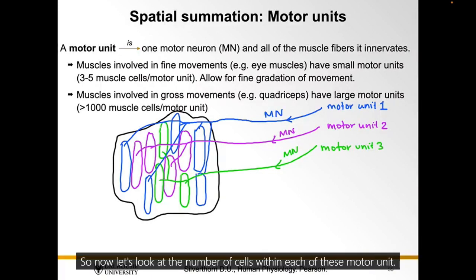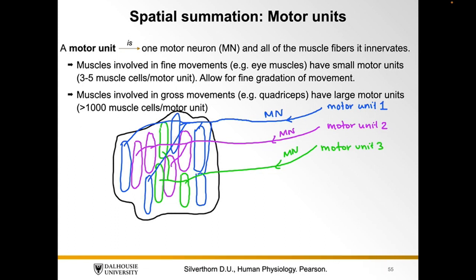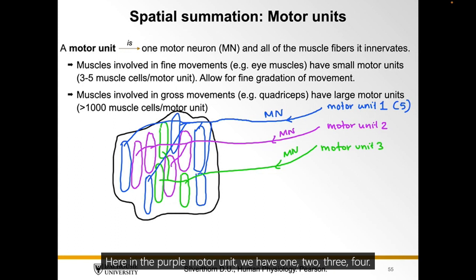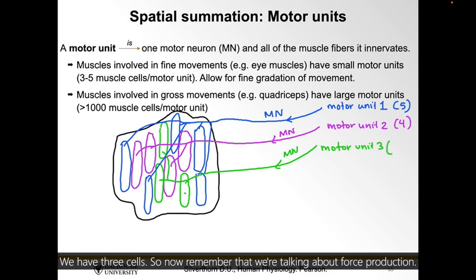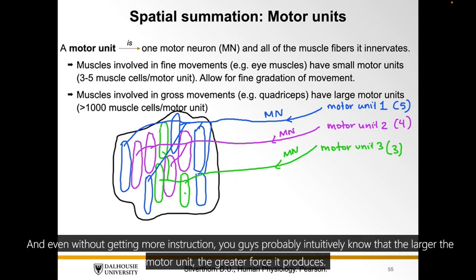So now let's look at the number of cells within each of these motor units. So in the blue motor unit, we have 1, 2, 3, 4, 5 cells. Put that here. In the purple motor unit, we have 1, 2, 3, 4. And in the green motor unit, 1, 2, 3. We have 3 cells. So now remember that we're talking about force production. And even without getting more instruction, you guys probably intuitively know that the larger the motor unit, the greater force it produces.